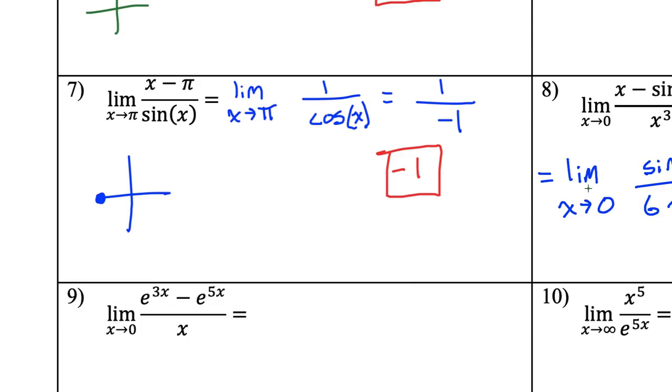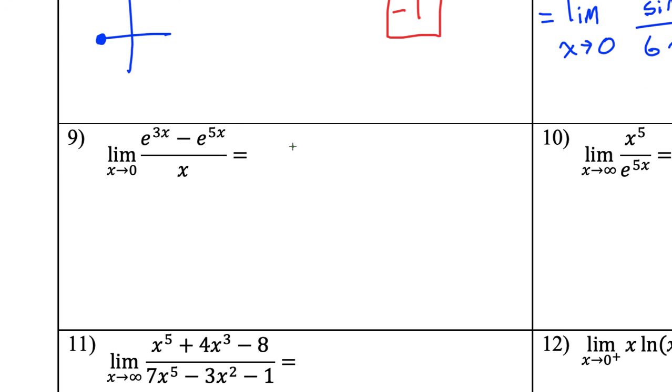All right, number 9. Lots of e's happening here. When I plug in 0, I get e to the power of 0, that's 1 minus 1 all over 0, so 0 over 0. Not going to work. Let's take the derivative using L'Hopital's rule.